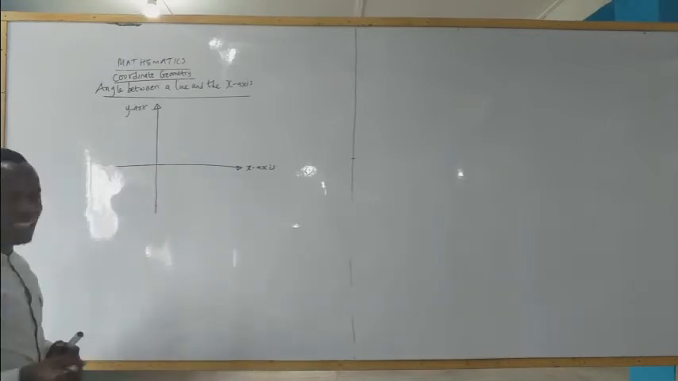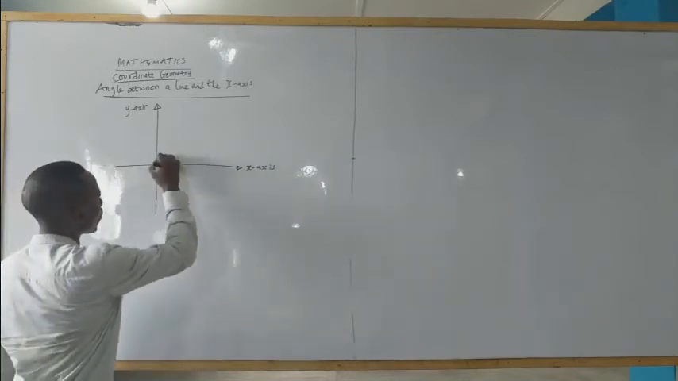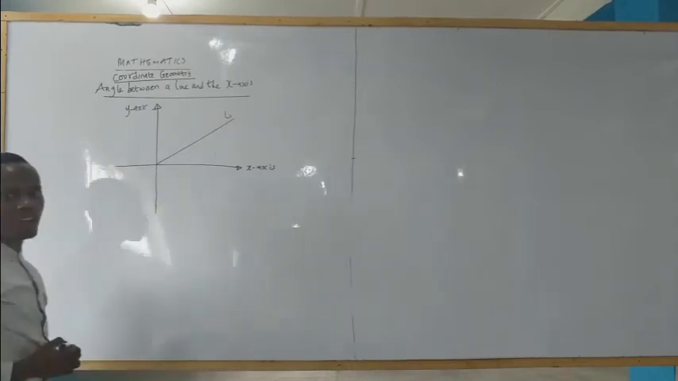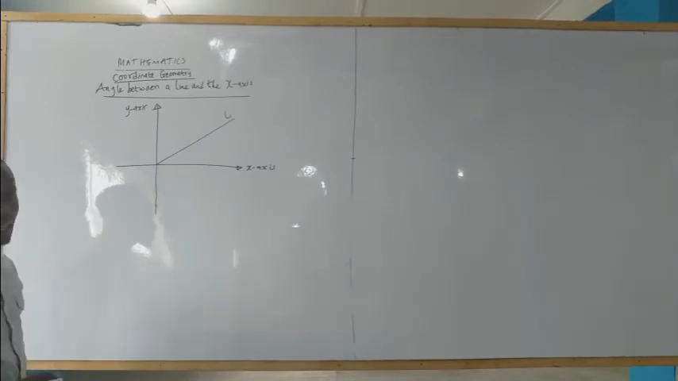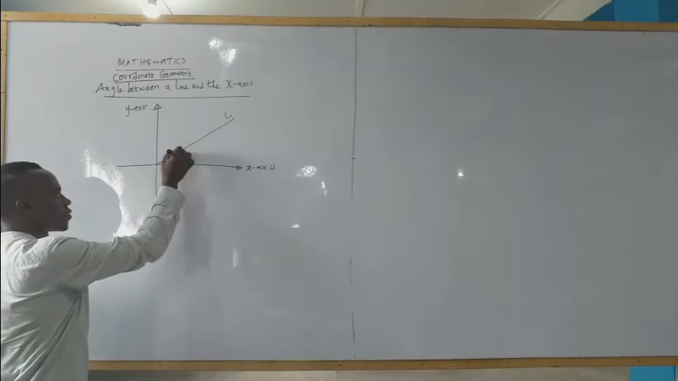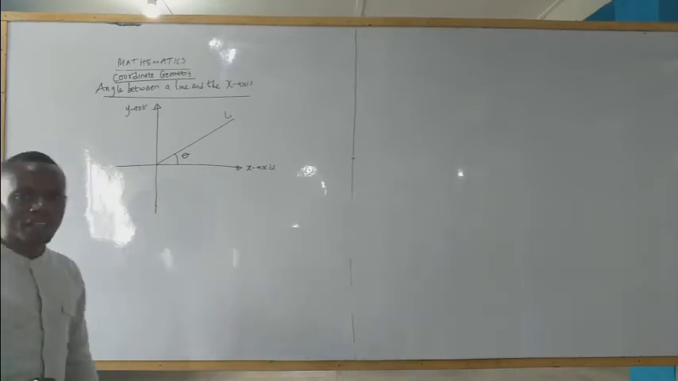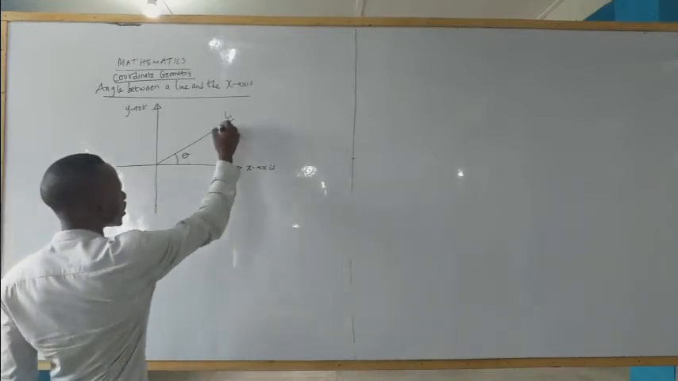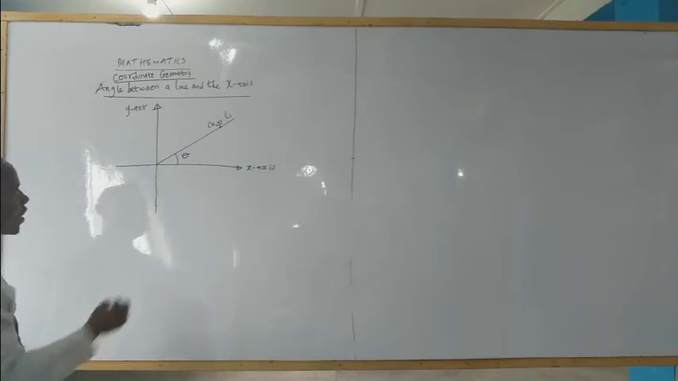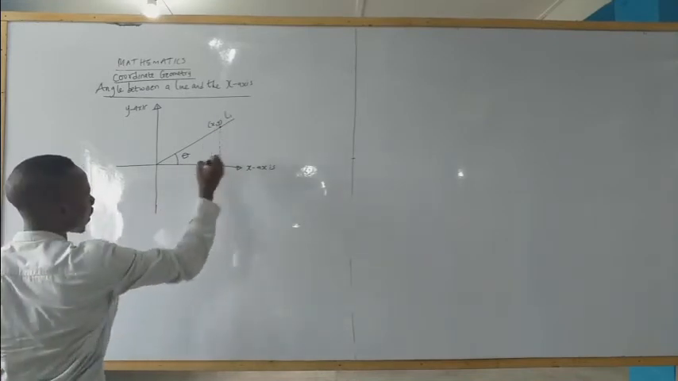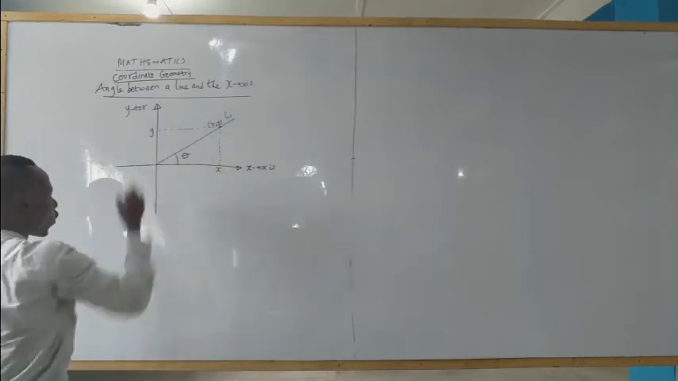But now we're doing the angle between the line and the x-axis. We have the x-axis here, and then let us assume we have line L1. The angle between this line and the x-axis is what we want to determine. The angle comes here, and let us call it angle theta. From here, let us assume we are given a coordinate point on this line, and we call it (x, y), meaning on the x-axis we have x, and on the y-axis we have y.